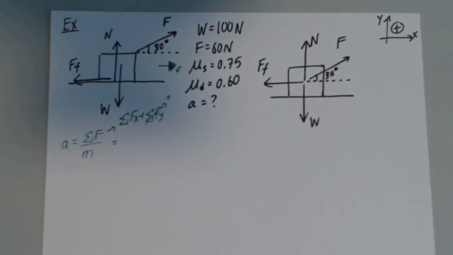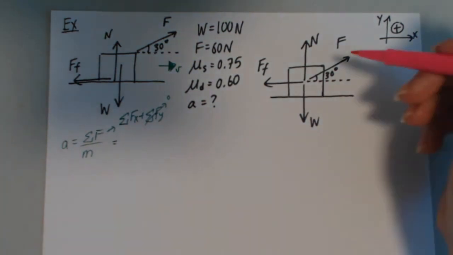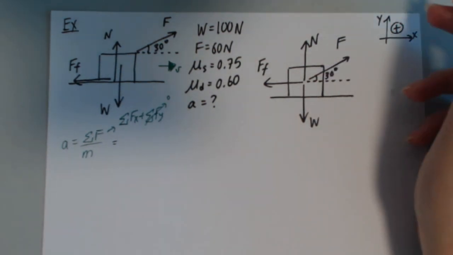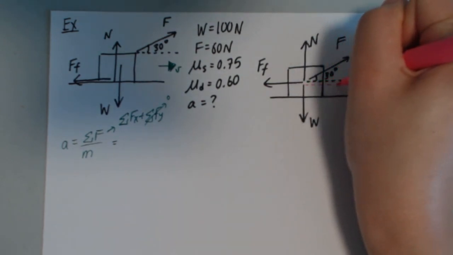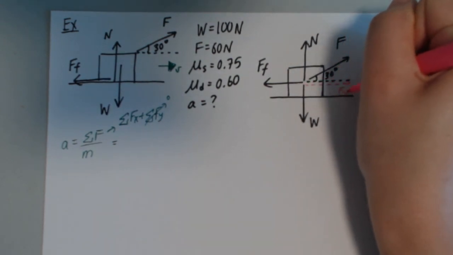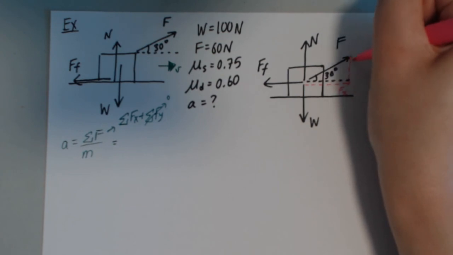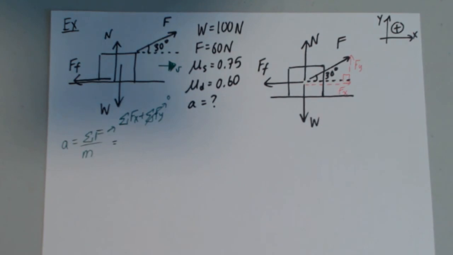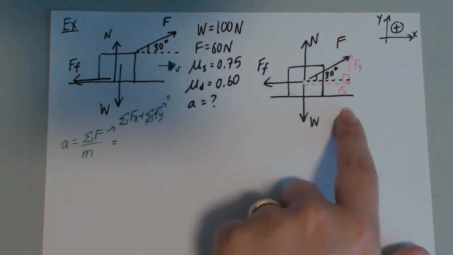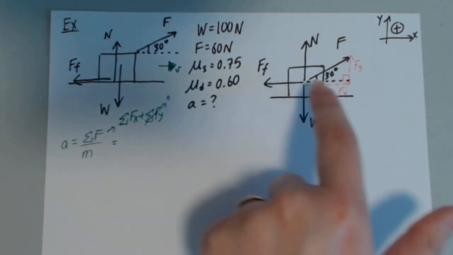Now, I have only one force that doesn't fit within my coordinate system, so I'm going to resolve it into its x and y components. So here we go. We have F sub x, and we have F sub y. Those meet at 90 degrees. So in my x direction, I have F sub x in the positive x direction and F sub f in the negative x direction.